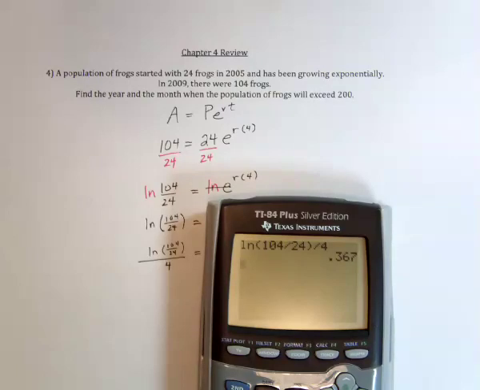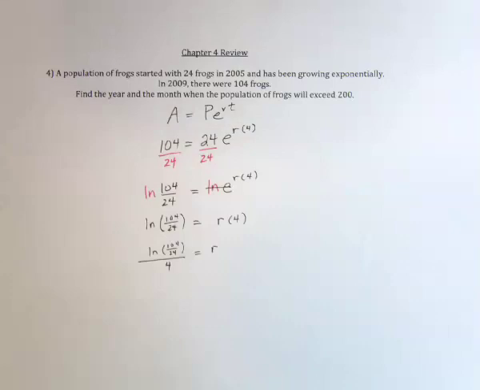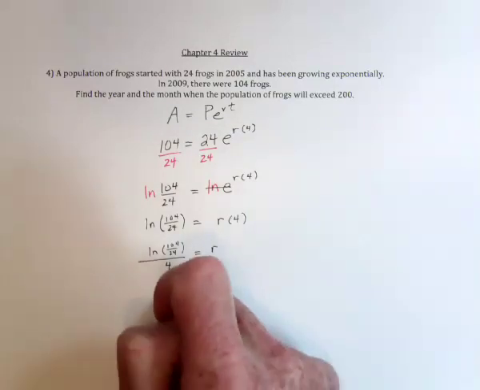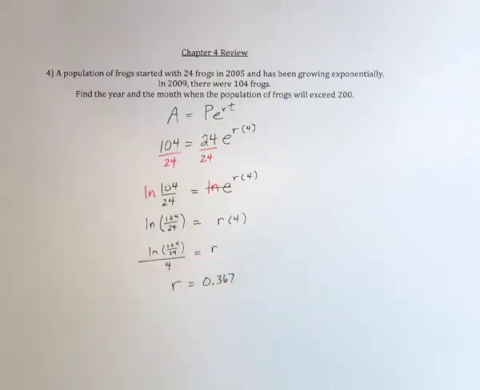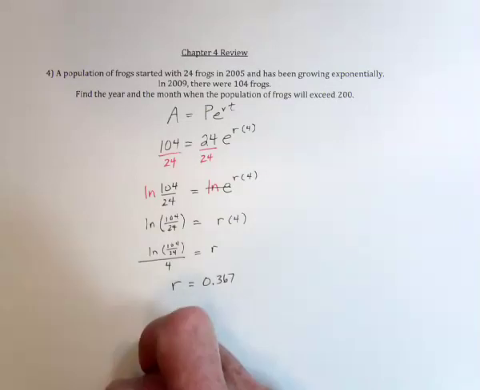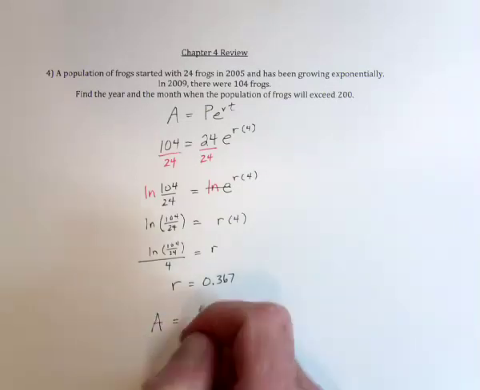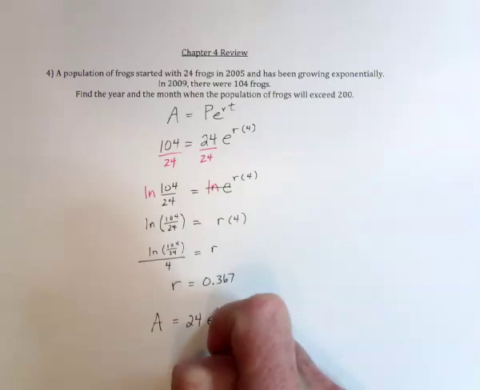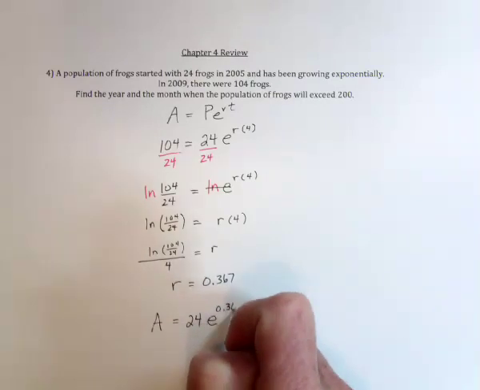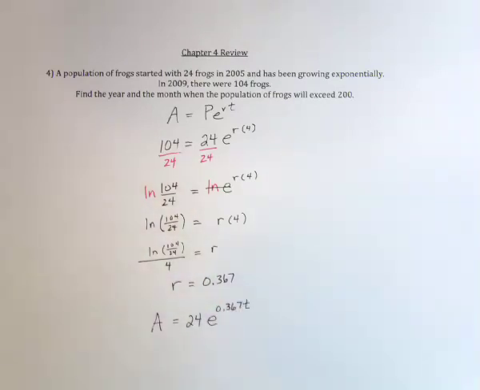So they're growing at about 36.7% per year. So r is equal to 0.367. That means that in general the function is the beginning amount of frogs will always stay there, and then e to the rt. Now if we were only asked for the function, we would be done.